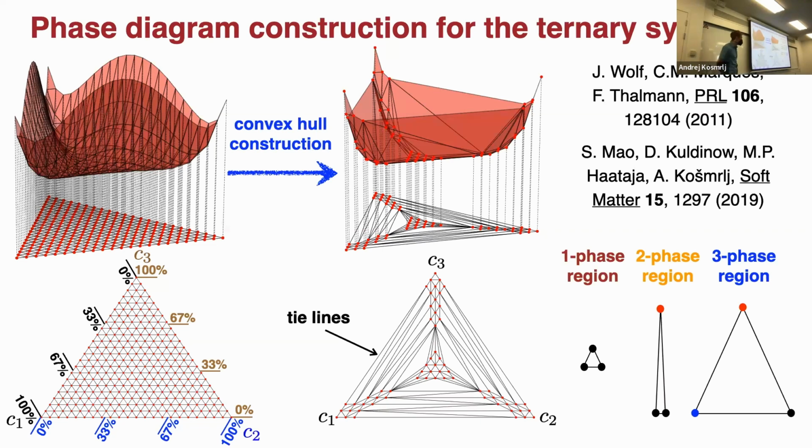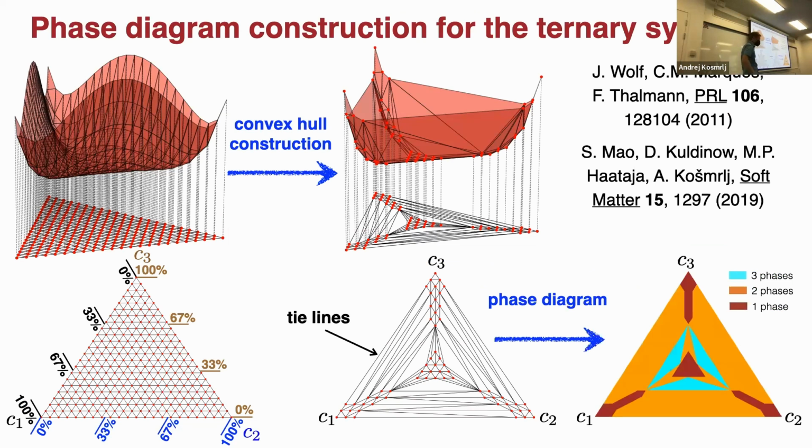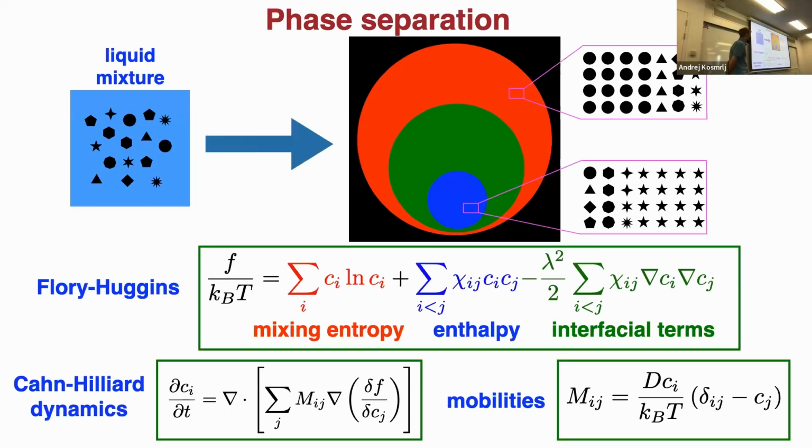Okay, so this is just a quick overview, and you can find more details in the Soft Matter paper, or I can answer some questions at the end of the presentation. But now I want to focus on how these multiple phases arrange in space. Just for illustration purposes, I'm going to use the Cahn-Hilliard simulations of the Flory-Huggins model of regular mixtures.